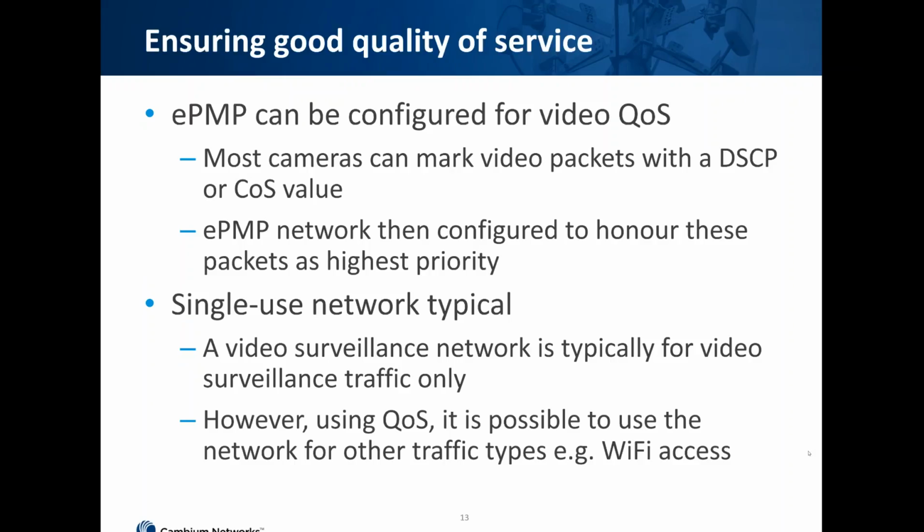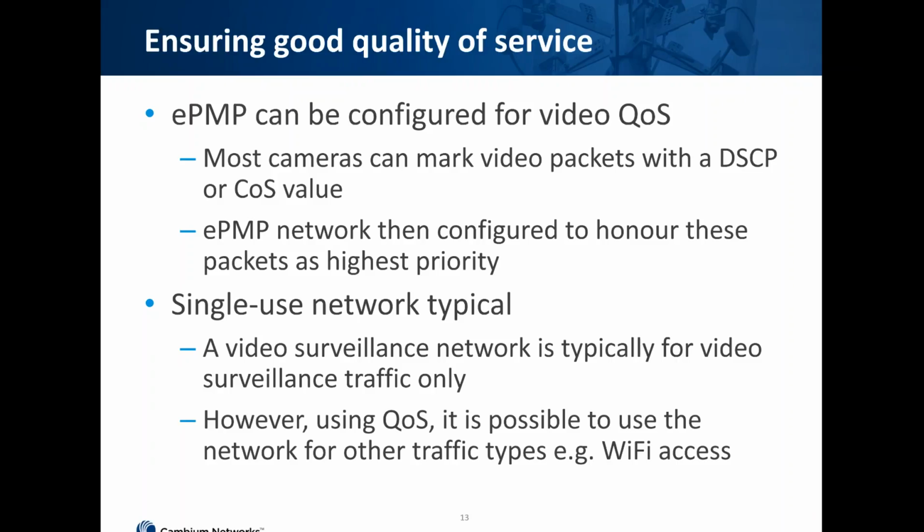So, good quality of service. The way to do this with an ePMP system, and really most any other network system, wired or wireless, is that the vast majority of cameras, unless it's like a $20 home webcam from Best Buy, any of the ones that we talked about, like Axis or Hikvision or Samsung, you're able to configure the camera to transmit all of its video packets with a DSCP or COS value. So that's an IP or Ethernet quality of service value, and then ePMP, or like I said, most any other piece of networking equipment, will honor those and prioritize that traffic, which is what you want.